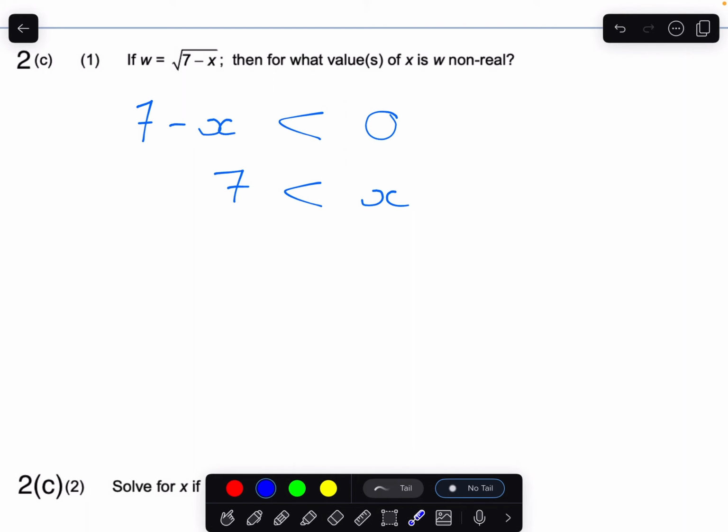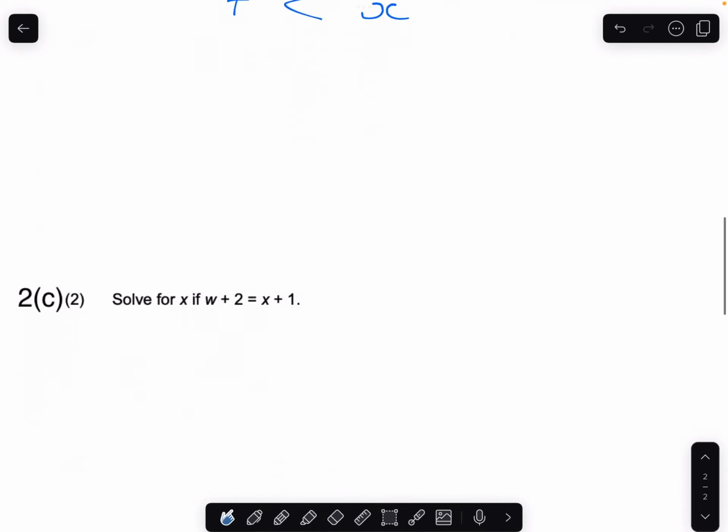And that kind of makes sense. If x is 8, for example, we're going to end up with 7 minus 8, which is negative 1. Square root of negative 1 is non-real. If x is 100, then 7 minus 100 is also then a negative number. The square root of that will be non-real. So that's the first answer.